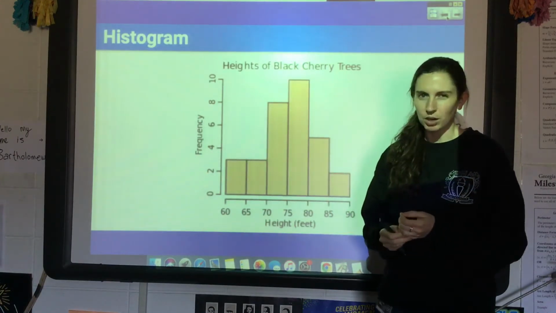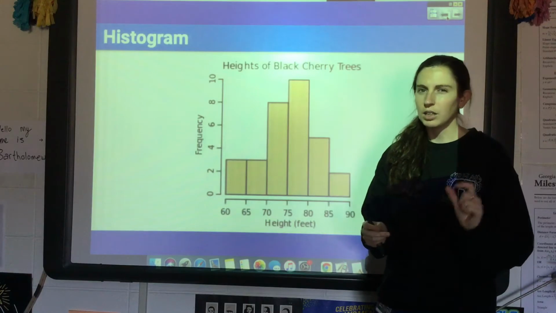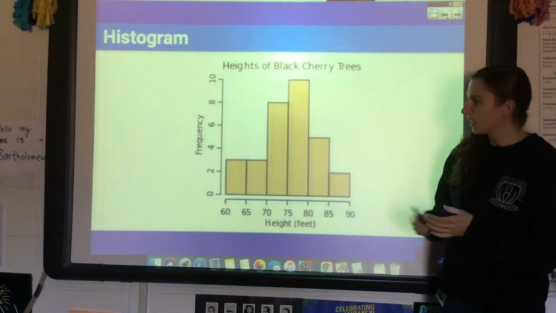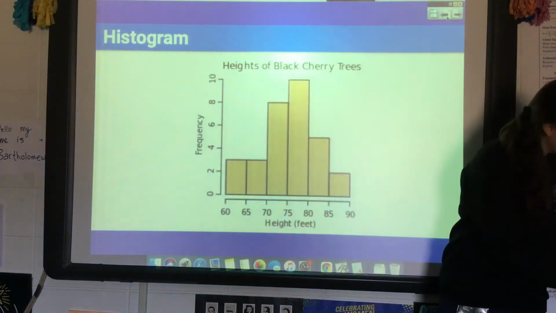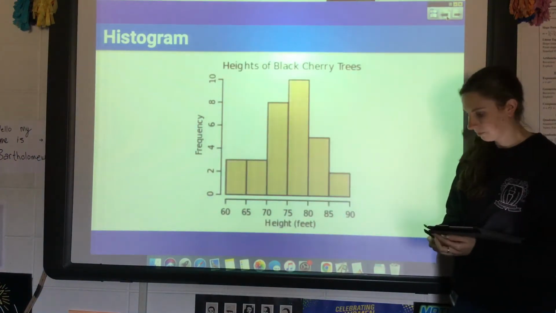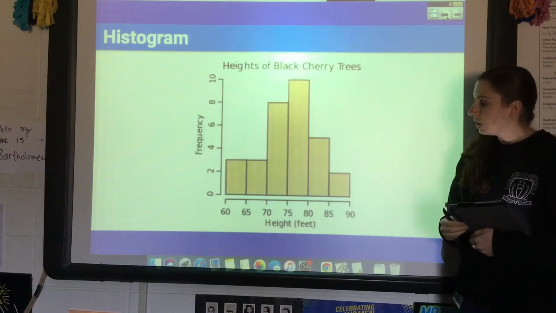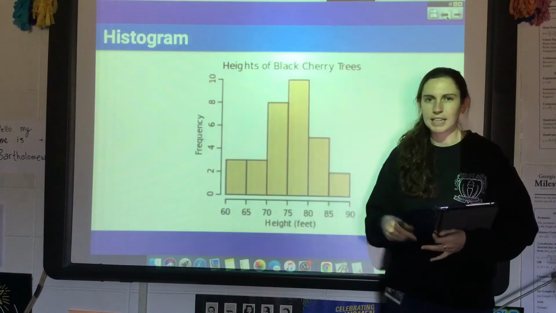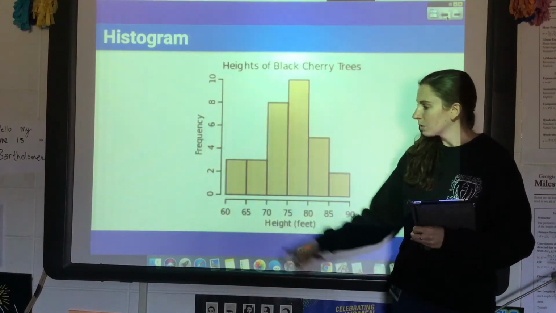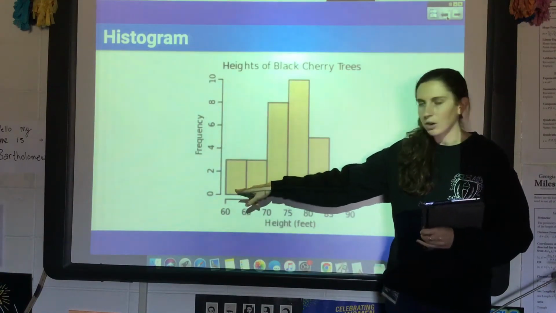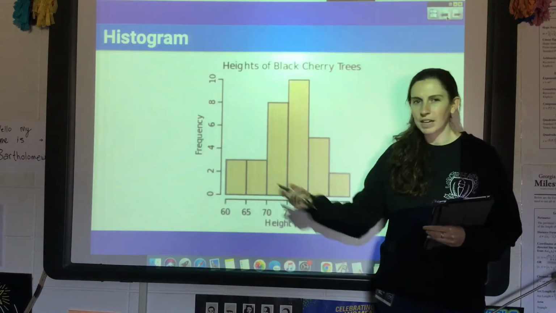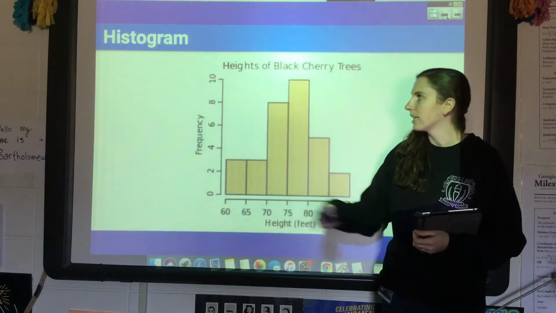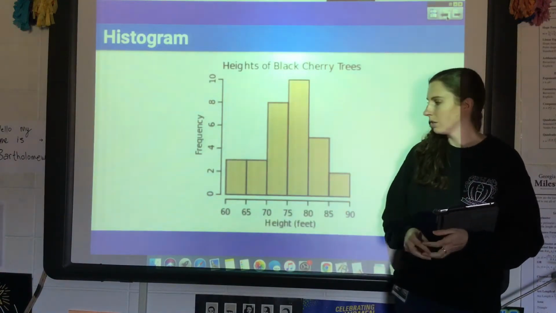Histograms look like bar graphs, but they're not. They're a little more specific than a bar graph. So for example, take a look at this data here. You'll notice each bar isn't assigned a category, it's actually assigned an interval. So this frequency count right here isn't for any specific height of tree, it's for the trees that are between 60 to 65 feet tall.